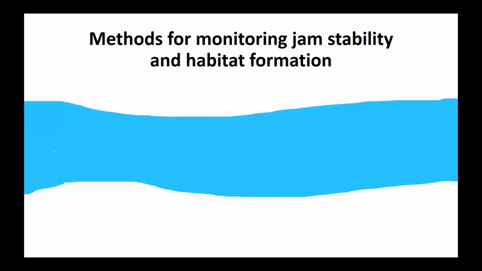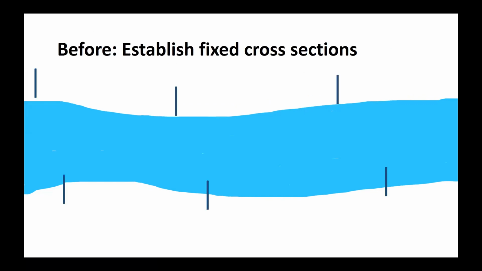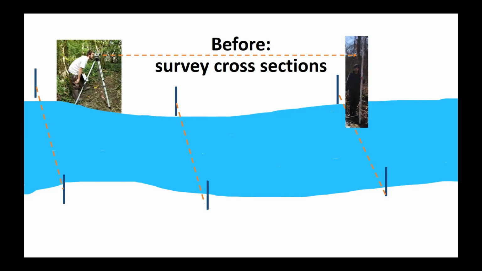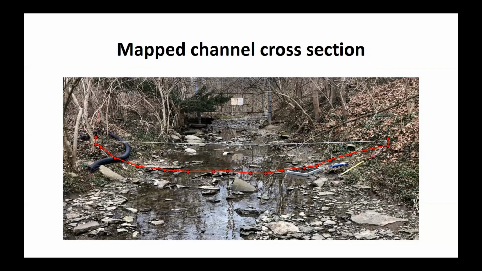So how did we actually monitor the stability of wood and the habitat that was being formed in the stream? So here's a theoretical section of stream. We set out a bunch of fixed cross sections, basically put fence posts out on the stream that we could go and repeatedly measure things at each site. In each of these sites, we surveyed these cross sections to be able to understand the overall shape of the channel and the composition of that channel. And then we were able to map those channel cross sections. And so we could look at these repeatedly over time to see how much erosion, how much pool formation is occurring in these particular areas.